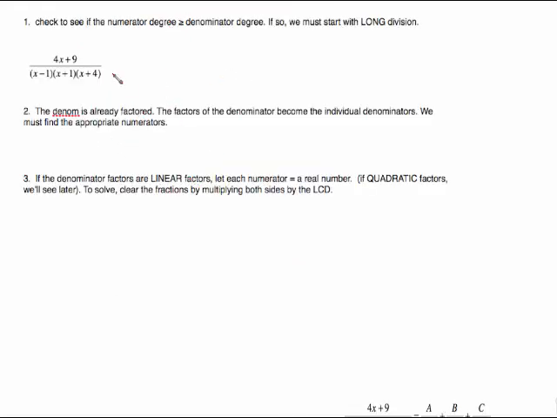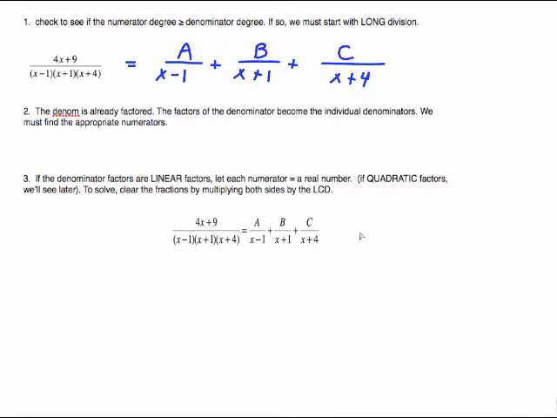All right, here's another one. This time, again, we're looking to see if the numerator degree is greater than or equal to the denominator degree. That is not the case. We do not have to worry about long division. That's going to happen later on. The denominator is already factored. That's pretty nice. And it has 3 different factors, which means I need to set up 3 separate fractions. And each of these denominators will be x minus 1, x plus 1, and x plus 4. They are all linear factors. They will all get an A, B, and C. There's an equation written a little bit more neatly.